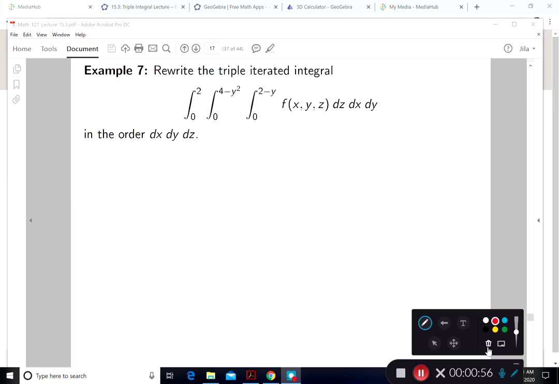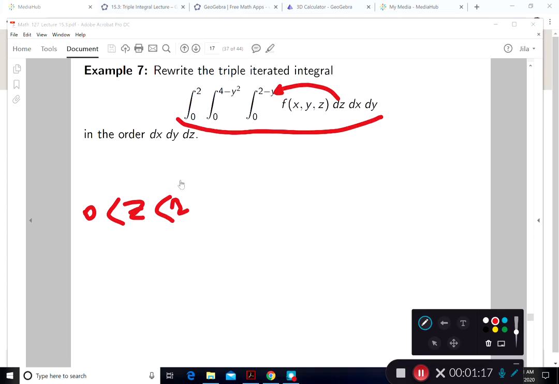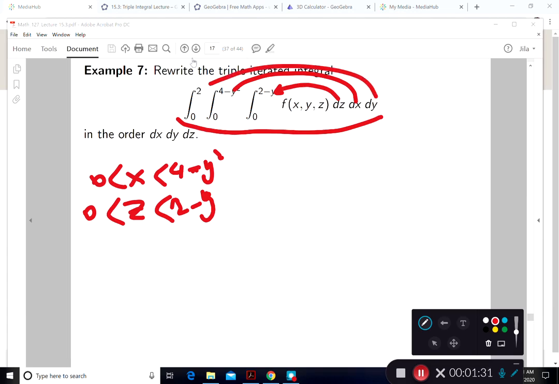When the integral is given to us like that, the first thing to do is to figure out what each variable's bounds are. So here z is sitting between 0 and 2 minus y, and then x is sitting between 0 and 4 minus y squared, and y is sitting between 0 and 2.